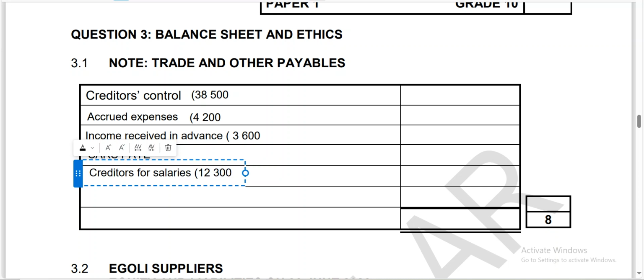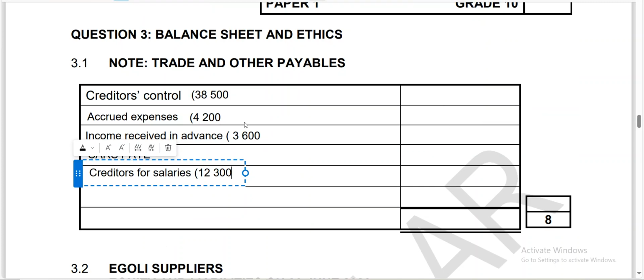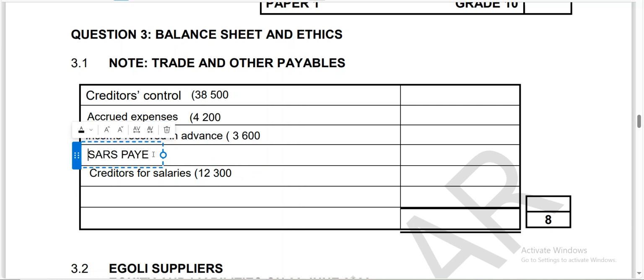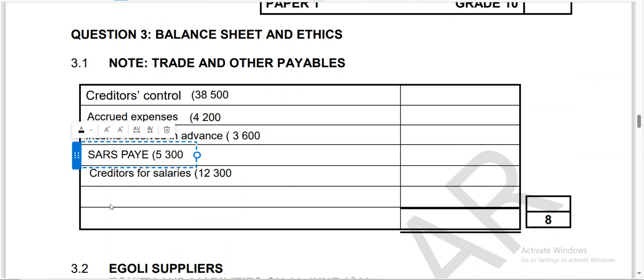And then from there we're going to check what else we are given. We are given SARS PAYE as 5.3, so that SARS PAYE will come this side as 5,300. And then from there we're going to check what else we are given. UIF is 4.8, so I'm going to write it here.